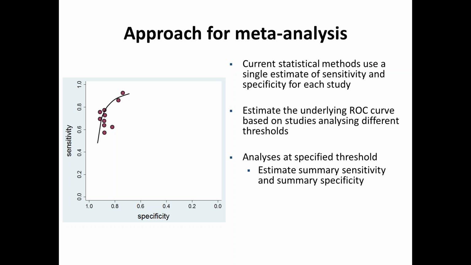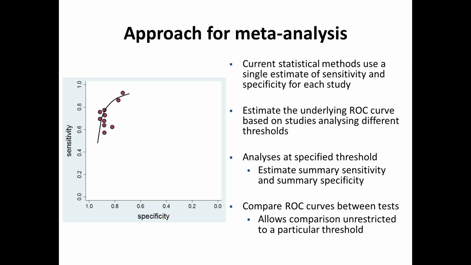And also we can look at doing analysis at specified thresholds so that we can estimate summary sensitivity and specificity, because for these estimates to be clinically useful, to be clinically meaningful, they need to apply to a particular threshold. So as well as being able to estimate our curve across studies that have used different thresholds, we can also look to obtaining estimates of summary sensitivity and specificity at particular thresholds if we've got enough studies that have reported common thresholds.